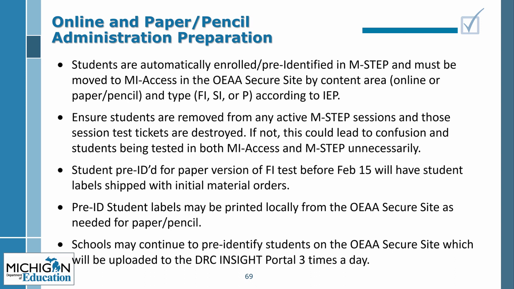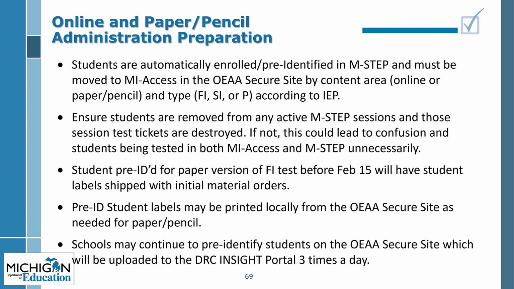Students are automatically registered or pre-identified in the M-Step and must be moved to My Access in the OEAA Secure site by content area, online or paper pencil, and type FI, SI, or P, according to the IEP. Ensure students are removed from any active M-Step sessions and those session test tickets are destroyed. If not, this could lead to confusion and students being tested in both My Access and M-Step unnecessarily.